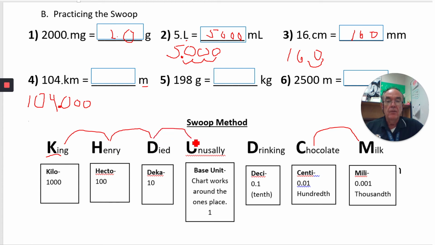So up here, I'm going to do the same thing. I went 3 places this way, so I'm going to go 3 places this way. 1, 2, 3. So this would be the same as 104,000 meters. Now this one says to go from grams to kilometers, or kilograms. Again, I don't see a decimal, but I know I can put one there so that I can swoop it.